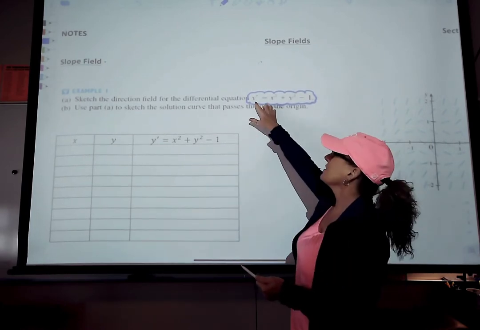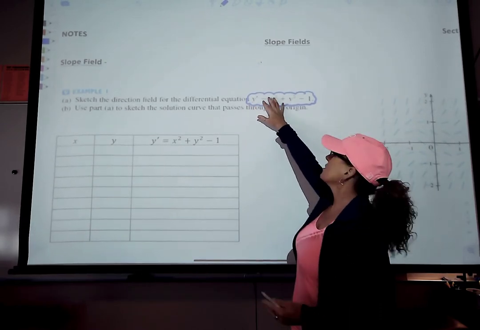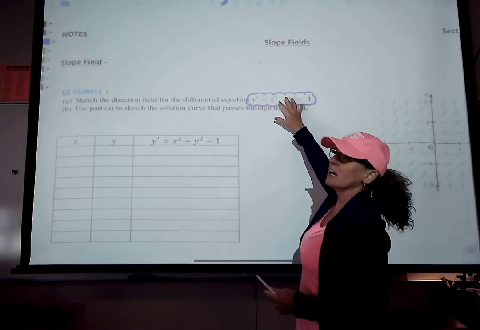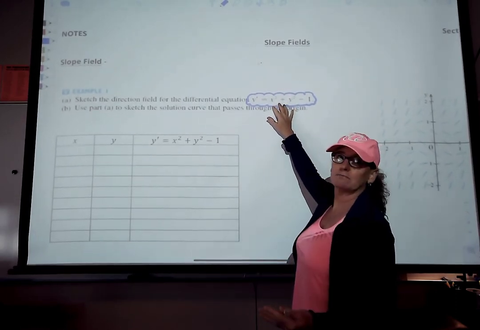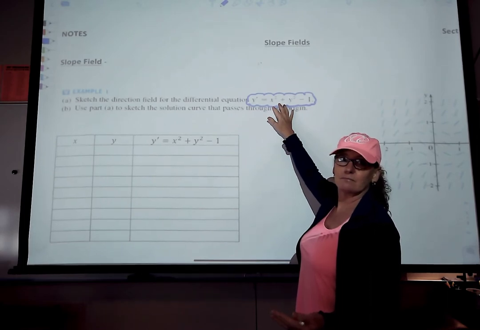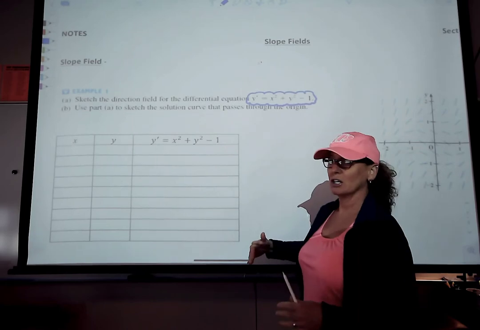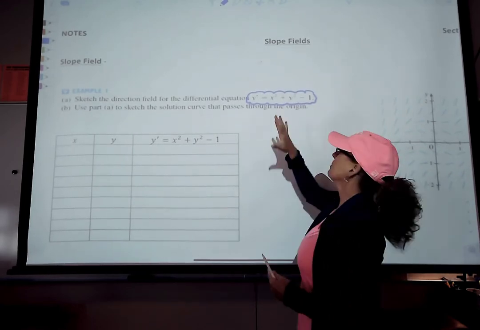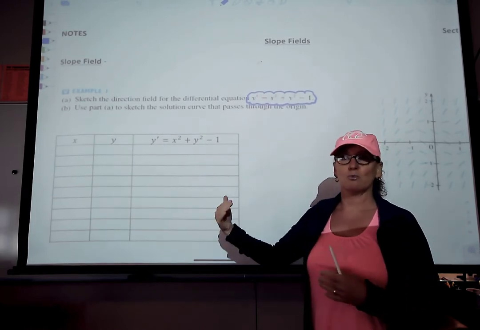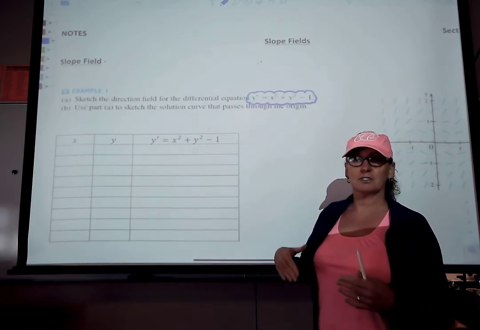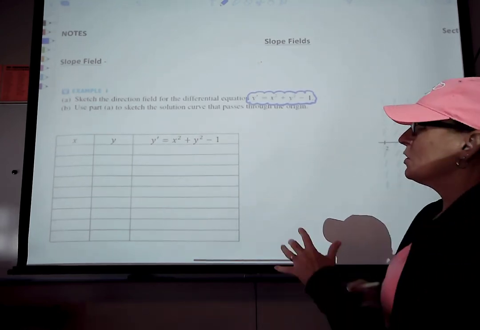So just keep in mind that the derivative just represents the slope of the function. So this whole equation right here gives us the slope of the function y. If you want to know the slope at any ordered pair on the function, simply plug the ordered pair into here and you'll get what the slope looks like at that point. So that's what we're going to do.